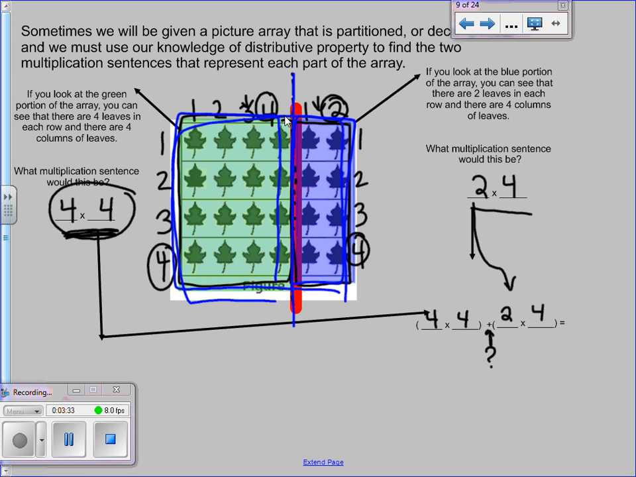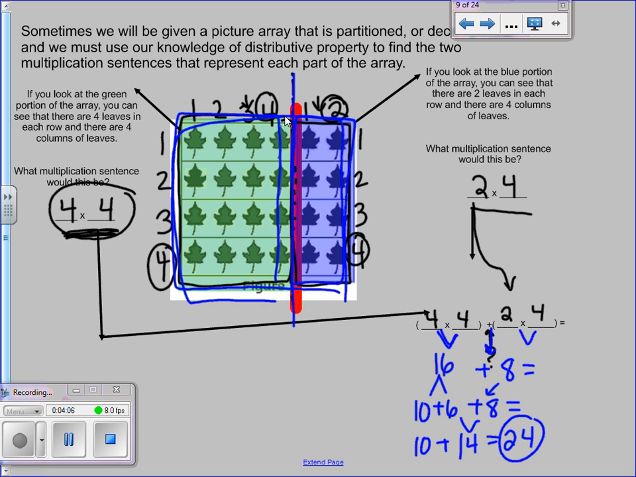So we're going to do exactly what we learned the night before. We're going to multiply both sides of the distributive equation. 4 times 4 we know is 16, and we're going to bring down our addition sign. 2 times 4 we know is 8. So now we have 16 plus 8. So what you could do is decompose this into 10 plus 6, and then bring down your plus 8. So 6 plus 8 is 14. So 10 plus 14 equals 24. So we know that this array equals 24 units.